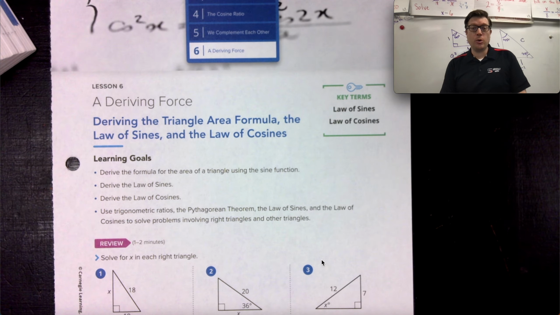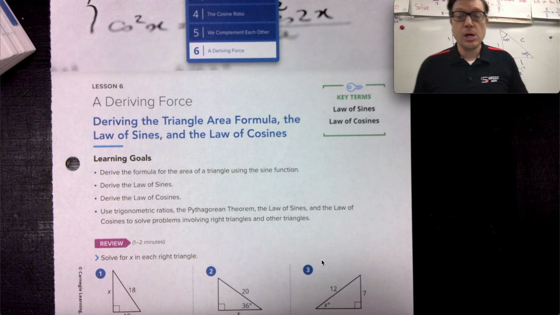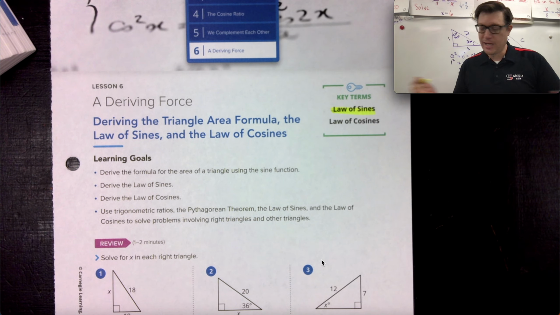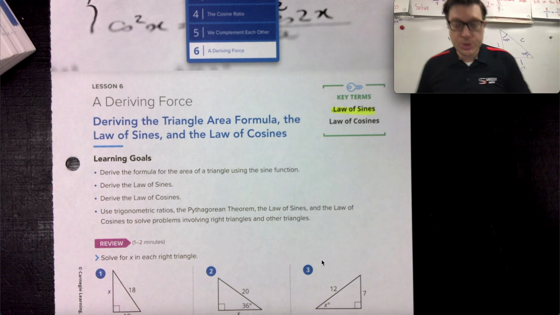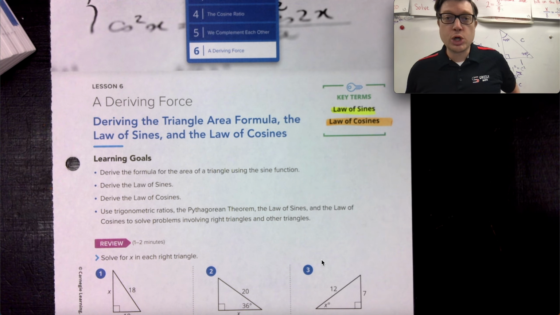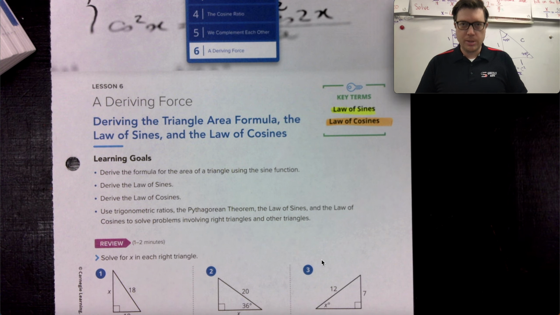Deriving the triangle area formula, the law of sines and the law of cosines. That's our focus. Our two key terms for this lesson are the law of sines, what is that, and the law of cosines, which, hint, hint, sines uses opposite sides, cosines uses adjacent sides. We're going to derive these formulas and then put them into practice.